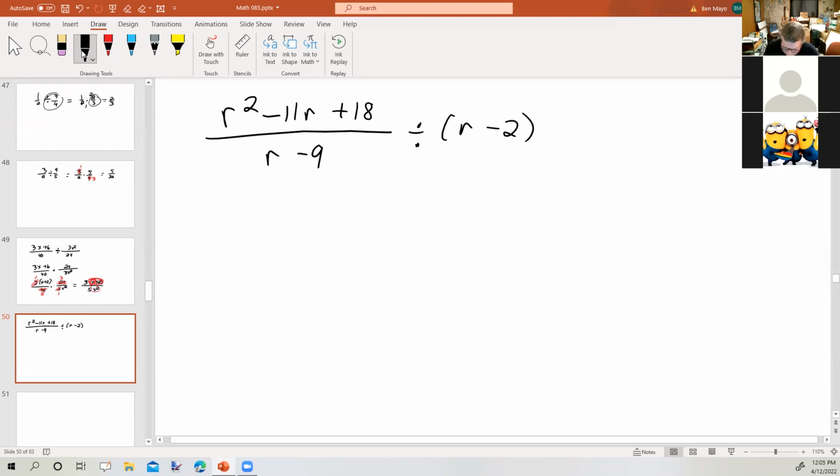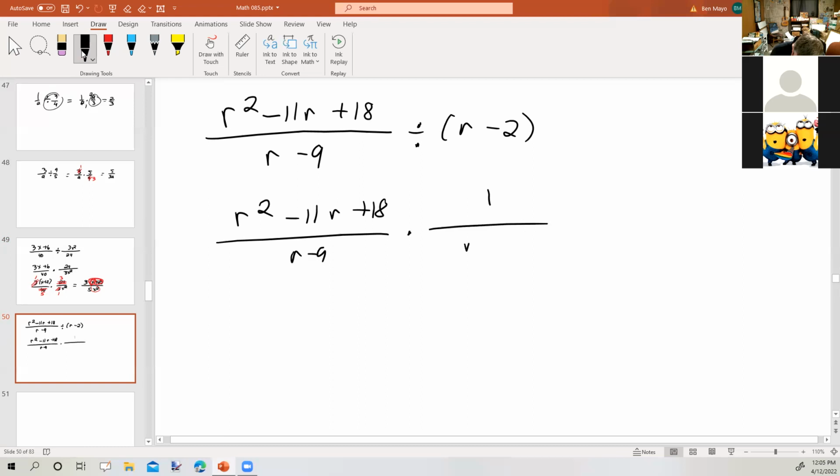R squared minus 11r plus 18. Okay. So what's the first thing I'm going to do here? Put the r minus 2/1. Yes. Actually, yeah, so 1 over that. Okay. So change division to multiplication of the refliprical. And I advise you to do that before you factor, because otherwise sometimes people try to reduce across this division sign and you can't, okay?